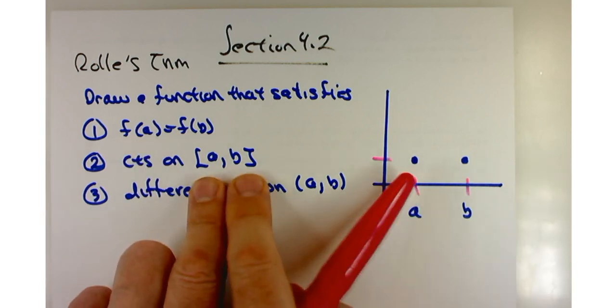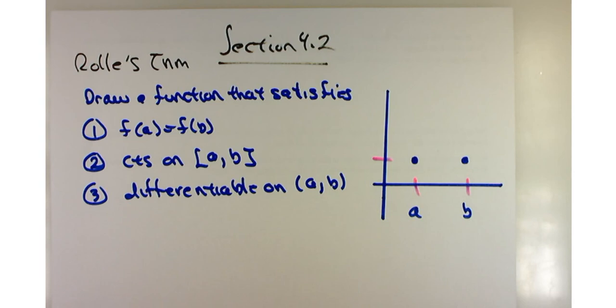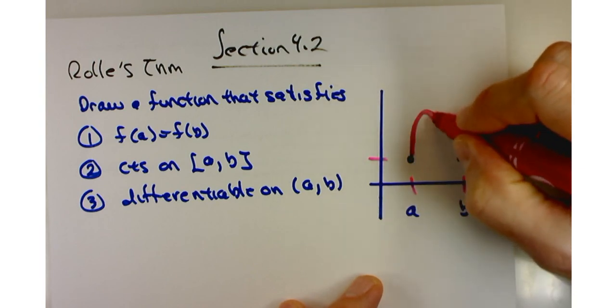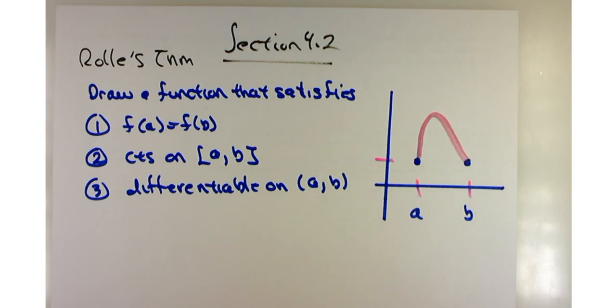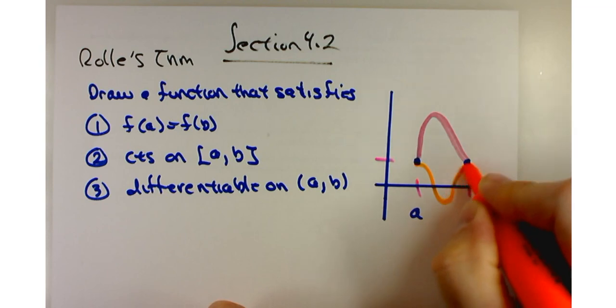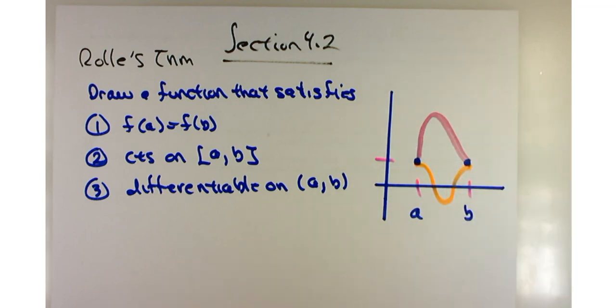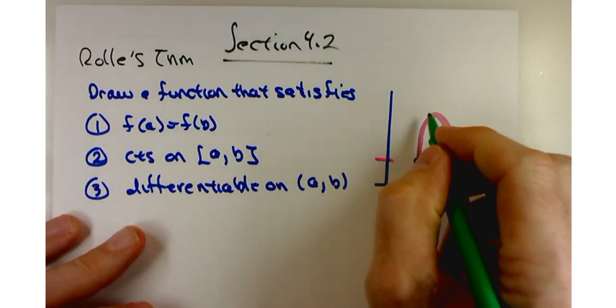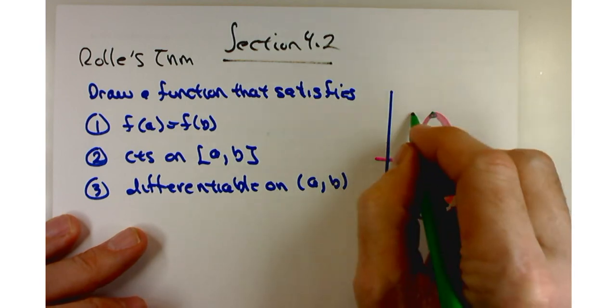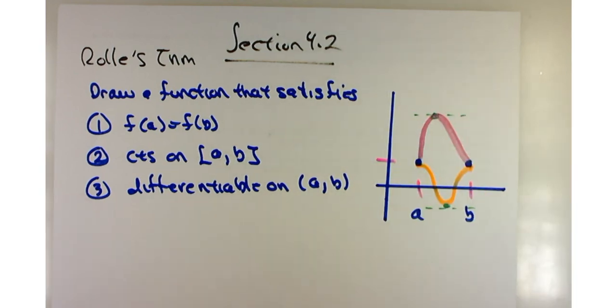It's continuous on this interval and differentiable on this interval. So it doesn't really exactly matter what you drew. It could look something like that. Maybe some of you drew more of a U shape down here. But one thing that has to be common to all your graphs is that at some point, say here or here, you have a tangent line which is horizontal.